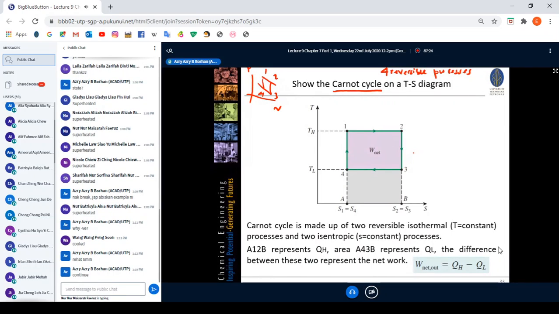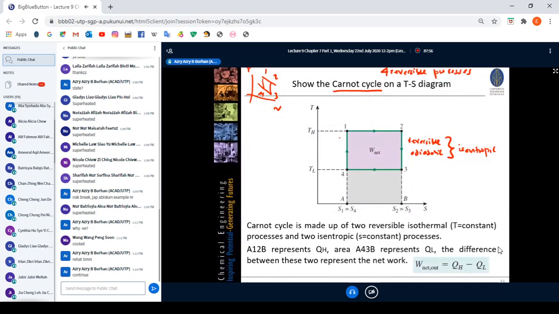Reversible adiabatic expansion. Okay, so when you have reversible and then you have adiabatic, that means you are in the isentropic process between state 2 and state 3. Then 3 to 4, right? You have the reversible isothermal compression.